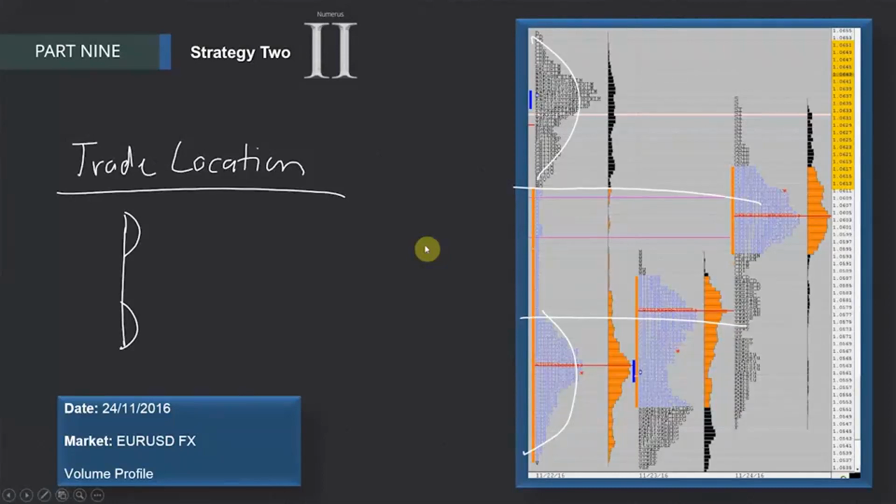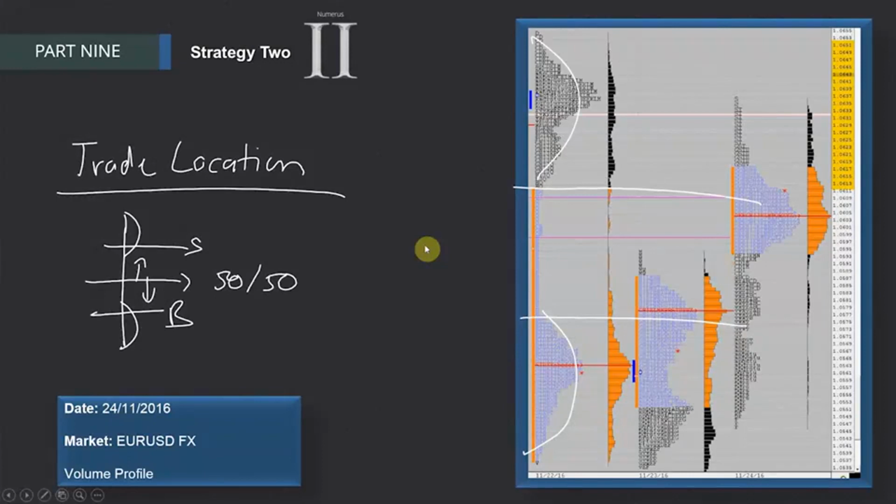If the market is trading right in the middle of this distribution, there's roughly a 50-50 chance as to which way it may go. It may fill up higher, it may fill up lower. So it's important to understand that we look for buy-side opportunities towards the lower end of the low volume area, and we look for sell-side opportunities towards the upper end of the low volume area.